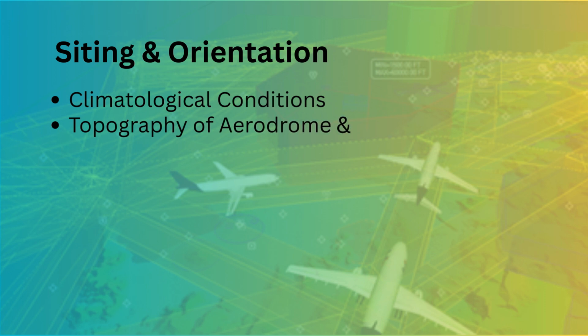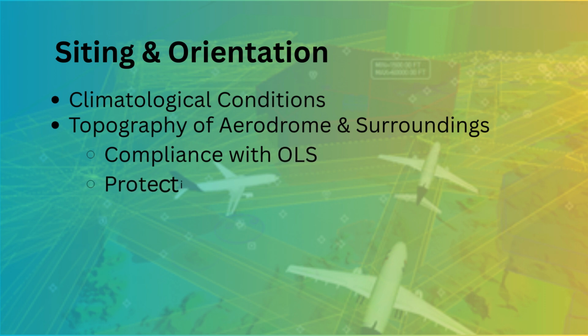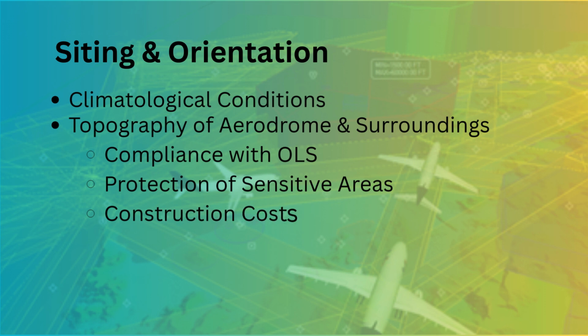The topography of aerodromes and its surroundings also matters because this takes part in deciding the compliance with obstacle limitation surfaces, protection of sensitive and residential areas, and construction cost as well. Moreover, the air traffic in the vicinity also matters. Like if there is an aerodrome with the runway orientation of 36 and 18, you have to decide the orientation and siting of your runway based on this 36 and 18 direction of that aerodrome.